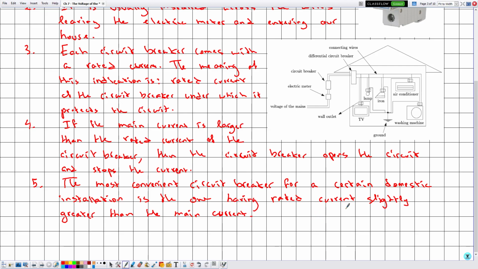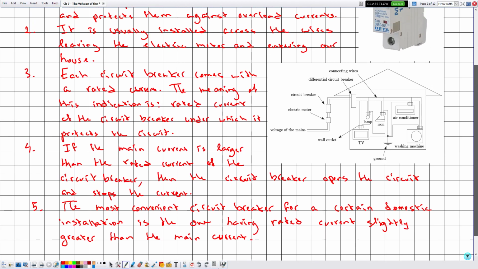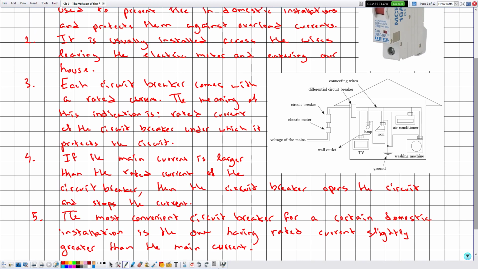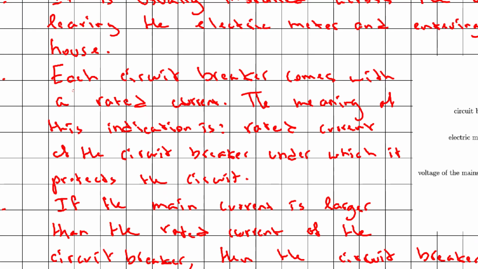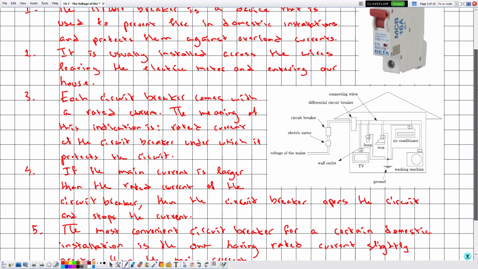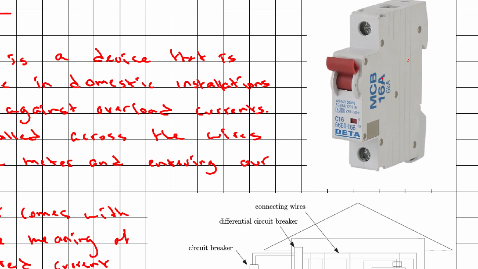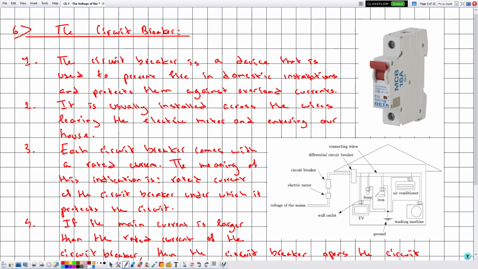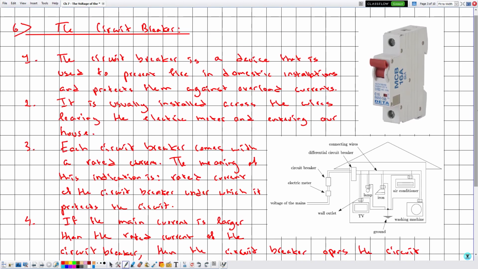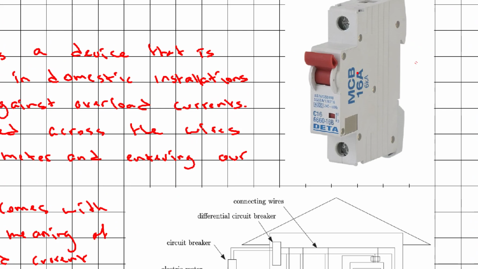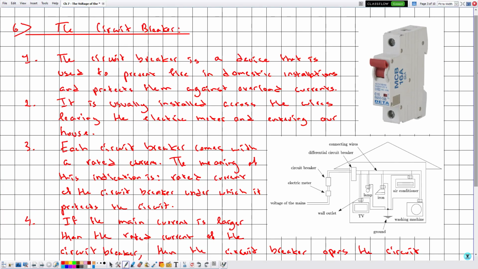So now what about ideas number 4 and 3? They are exactly similar to those of the fuse, but let's explain more. We said that each circuit breaker comes with a rated current. In this case, the rated current is given by 16 amperes. So this circuit breaker protects the circuit under 16 amperes. Now, if the current is greater than 16 amperes, the circuit breaker will open.